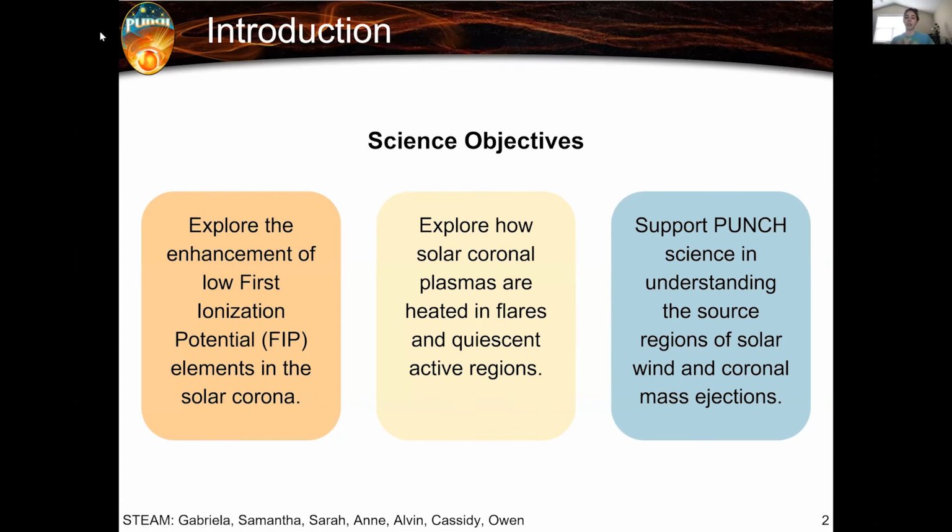STEAM's main science objectives are to explore and classify the enhancements of key low first ionization potential elements in the corona by looking at the sun with both hard and soft X-rays. Through this classification, we will be exploring the mechanisms of how solar coronal plasmas are heated in flares and quiescent active regions. Both of these goals will support PUNCH science by helping to understand how the spectral properties of flares correlate with the source regions of the solar wind and coronal mass ejections that PUNCH will observe.